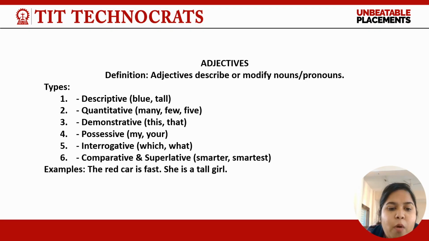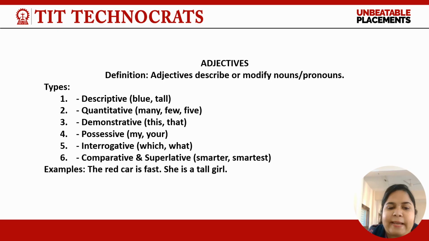So it can modify in 6 ways. So there are 6 types of adjectives. The first one is descriptive. It tells in brief what the noun or pronoun is. So an example used here is blue. So blue is the color. Tall. It gives you the description in a sentence, like the boy is tall or the girl is tall.